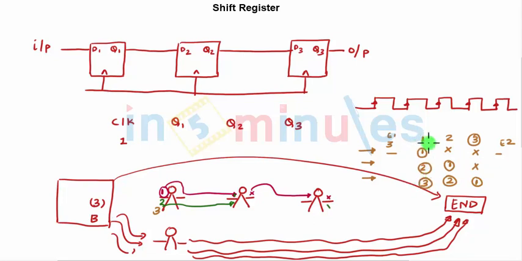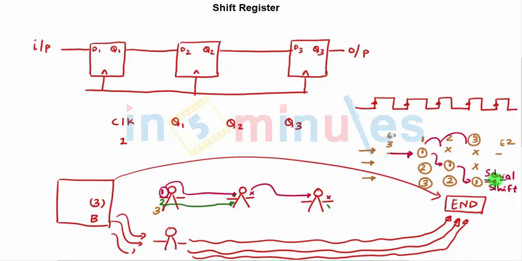So this is simple, nothing but shifting the brick from one person to another. This is called serial shifting. Similarly, we can have parallel shifting as well. Here we are going to focus on serial shifting because the input is coming serially to the first guy and it's being passed serially to the output. So we are talking about serial shift registers.